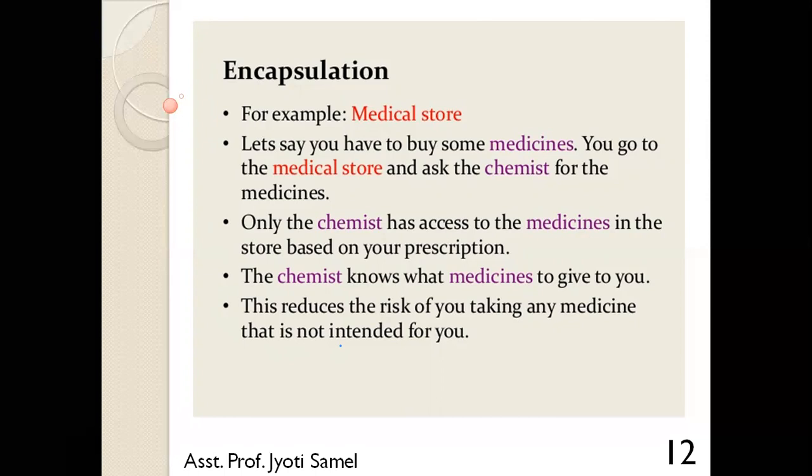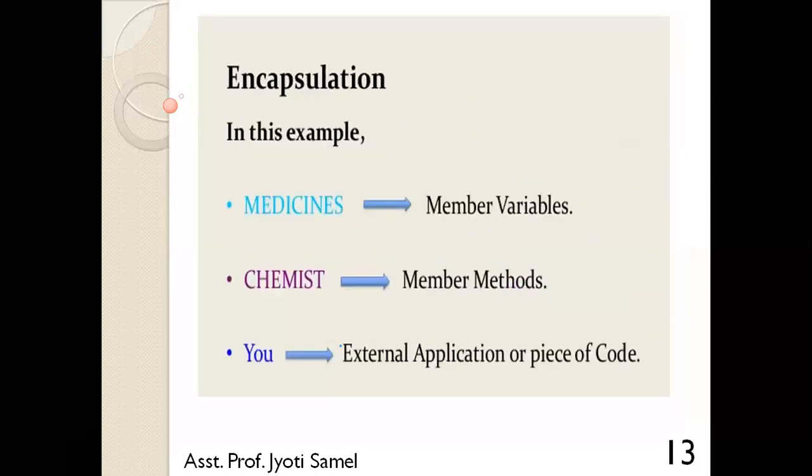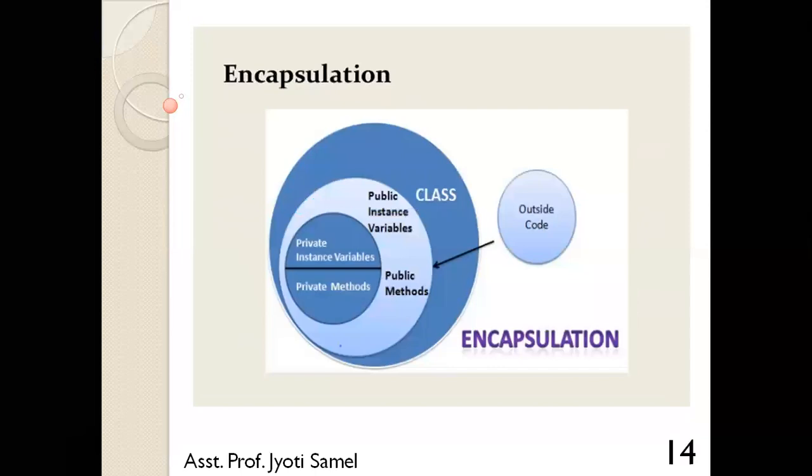But in many other situations, such as a mall, it is open and we take things openly. So there, the encapsulation concept will not apply. But somewhere data needs to be protected. So here, the medicine is a member variable, the chemist is a method, and you and me are the external applications.